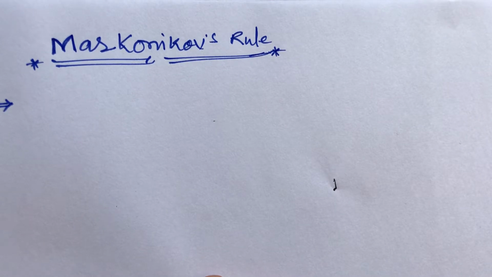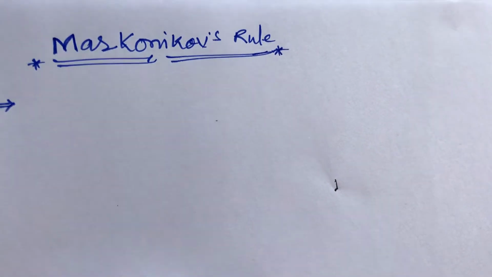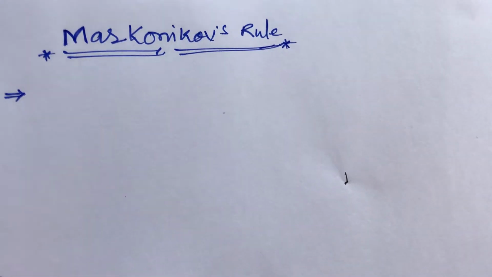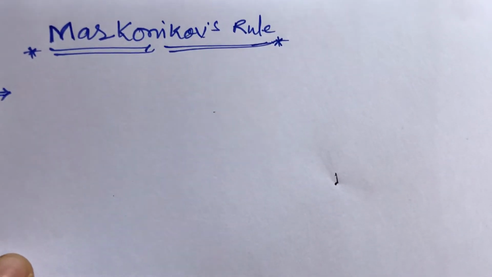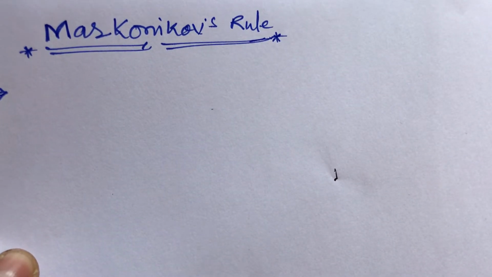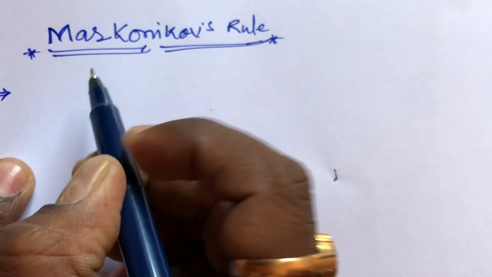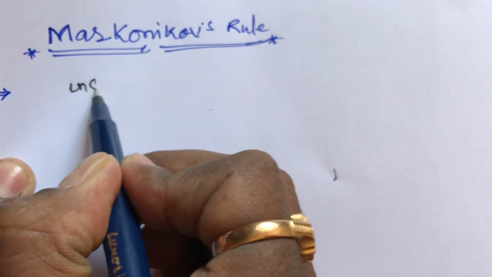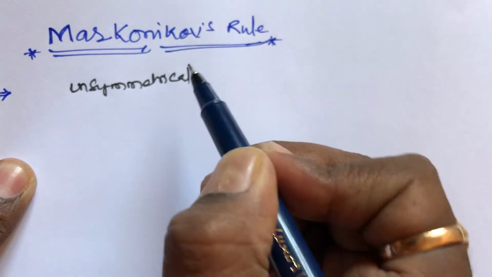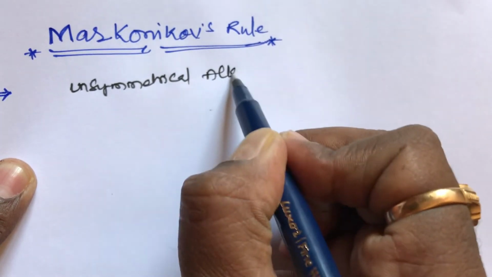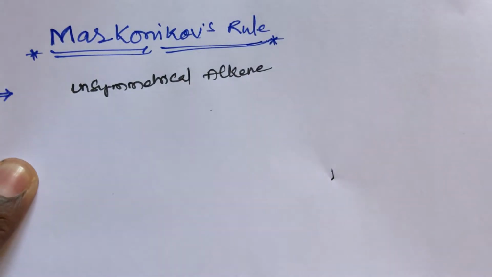So in Markovnikov rule, what are the conditions? First point, the compound should contain unsymmetrical alkenes.